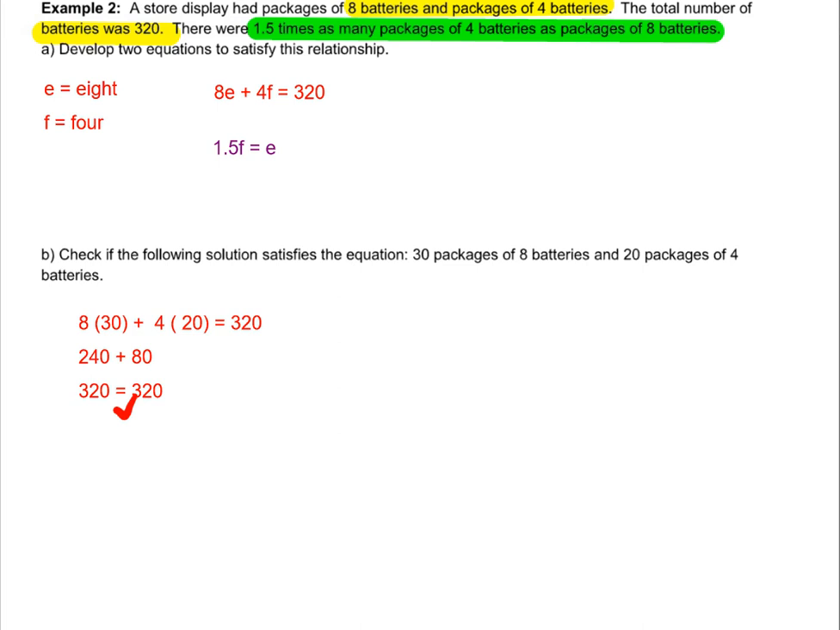Now we have to see if it satisfies the second equation, because it needs to satisfy both to be true. So now I have 1.5 times 20, because there were 20 packages for the F, is equal to E, which was 30. So 1.5 times 20 equals 30, and 30 is equal to 30. This is a true statement. Therefore, this is a solution to the system of linear equations because it satisfies both equations.